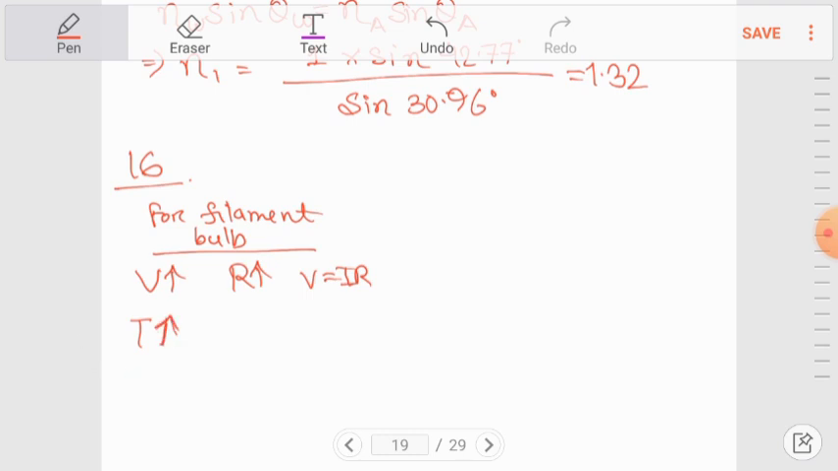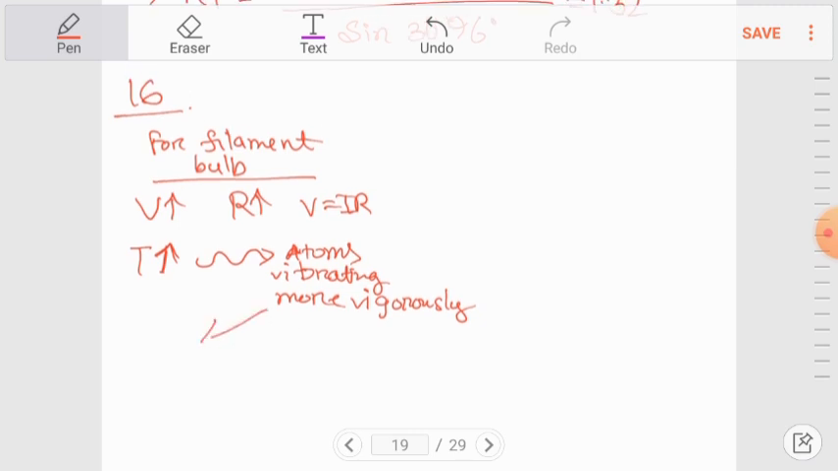A rise in temperature means that the atoms are now vibrating more vigorously. Now as atoms are vibrating more vigorously, it means that collisions will be more often. So there are more collisions between them and the electrons. The electrons are colliding more often, so more collisions.